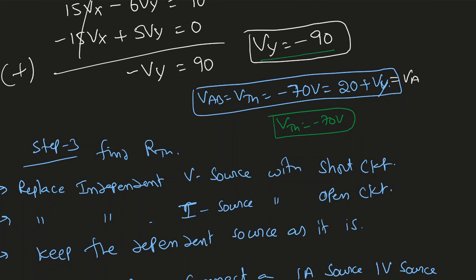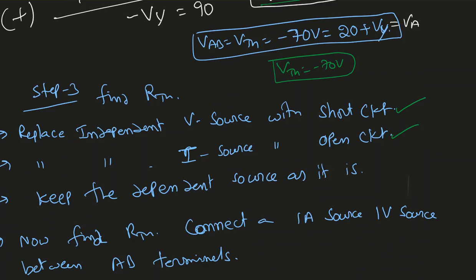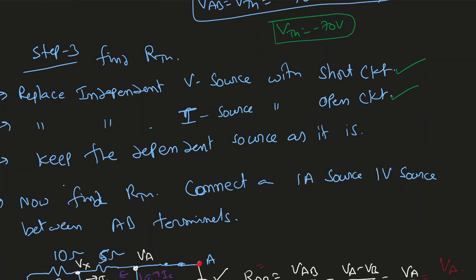Step 3, we'll find Rthevenin. While finding Rthevenin, replace all independent voltage sources with a short circuit. That we already know. And replace all independent current sources with an open circuit, because the internal resistance of a voltage source is 0, so that's a short circuit. The internal resistance of a current source is infinite, that's an open circuit. Now, the third one is, if there is a dependent source, keep the dependent source as it is. This is the different method. When there were only independent sources, we replaced them and found the Rthevenin.